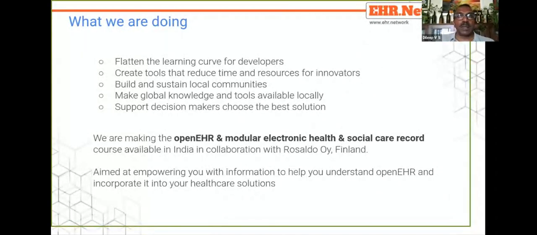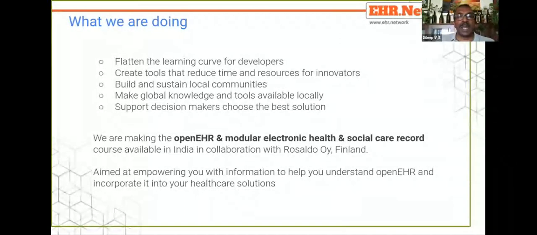We also try to help build and sustain local communities in digital health. We are very active in most of the communities. We also started the openEHR community, and with whatever resources we have, we try to support anybody who is coming on the platform, on the forums, asking questions. We go out of our way to support those people, because we want to see more and more people come out and join this movement.